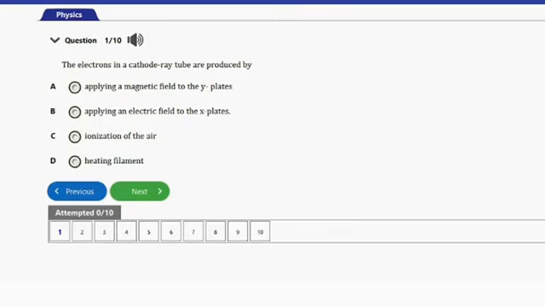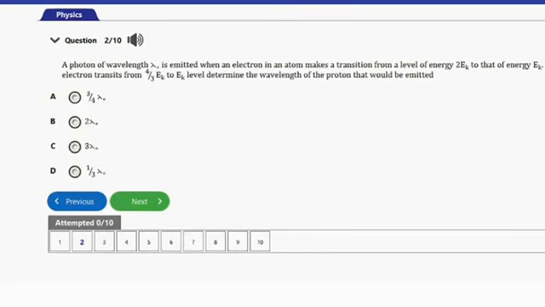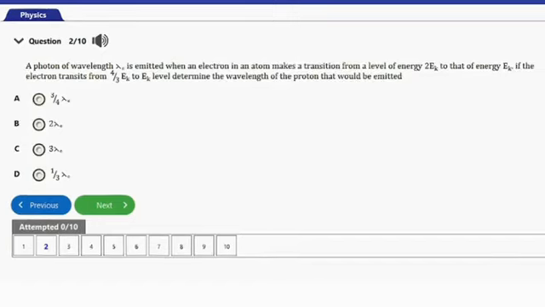Let's go ahead and consider the next question, guys. So here the next question we have is question number 2. It says, a photon of wavelength lambda naught is emitted when an electron in an atom makes a transition from a level of energy 2Ek to that of energy Ek. If the electron transits from 4/3 Ek to Ek level, determine the wavelength of the photon that will be emitted.